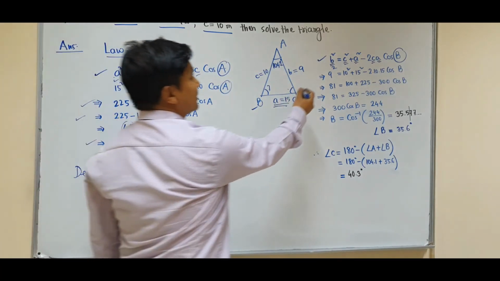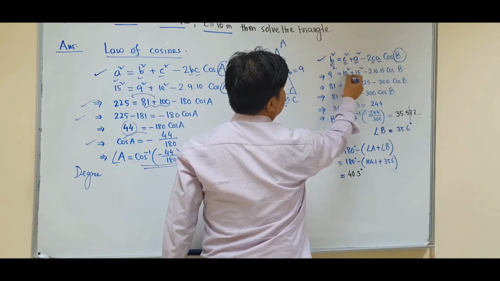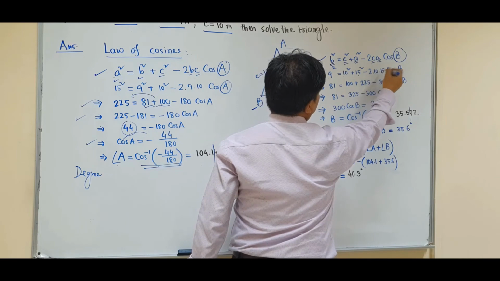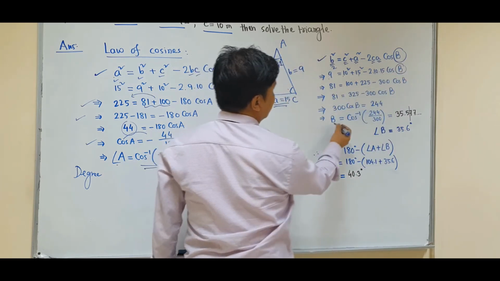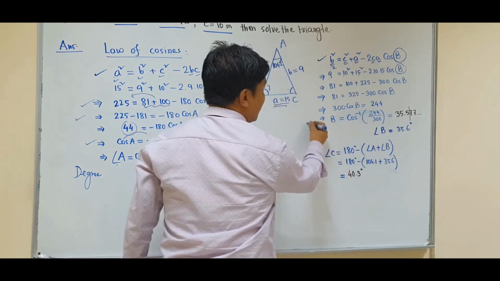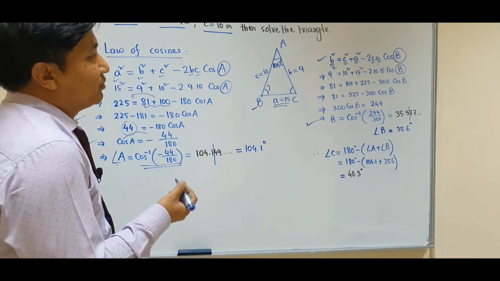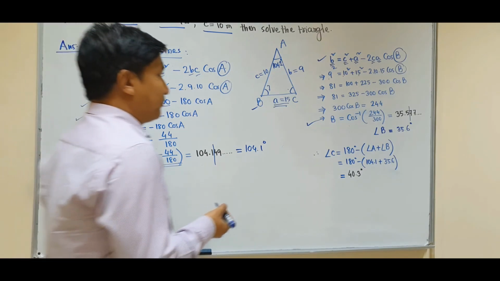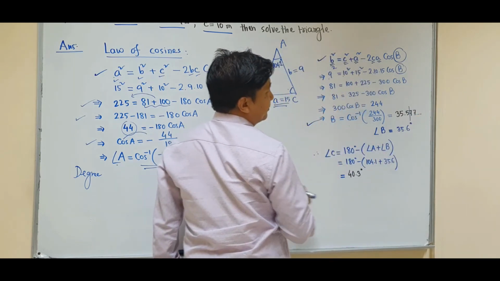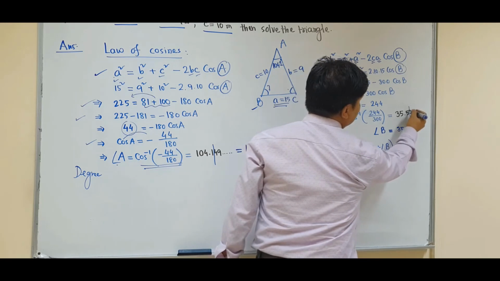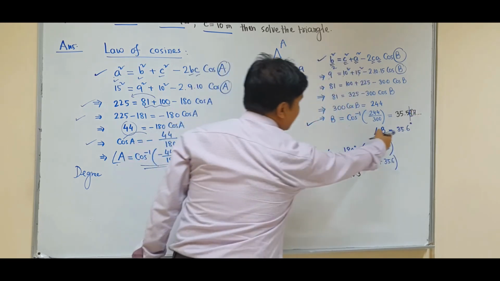So let us find out using the values b, c, a, and we want to find out B. After calculations we got B equal to cos inverse of this. Again, remember that this is in degree. So we want to find out in degree. You have to use your calculator for degree. So that gives you 35.6, because I have rounded off. So angle B will be 35.6.